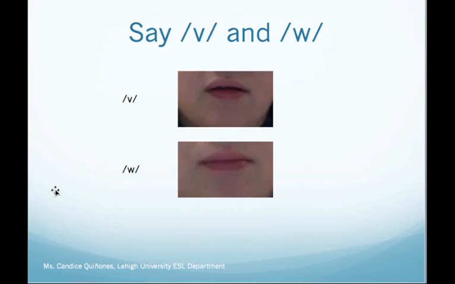Okay, now let's practice with some words. V. Victoria has a very voracious vim and vigor for everything she believes in. Again, Victoria has a very voracious vim and vigor for everything she believes in. Okay, now the W. Walter always awaits Wanda when she wants to wipe her wet hands. Again, Walter always awaits Wanda when she wants to wipe her wet hands.